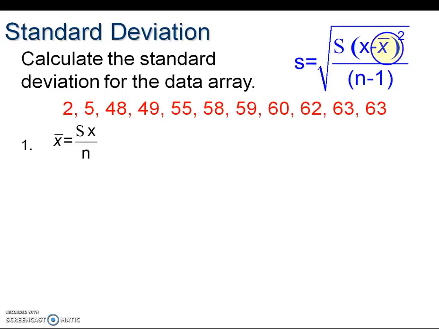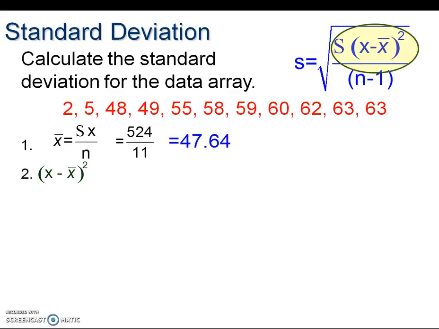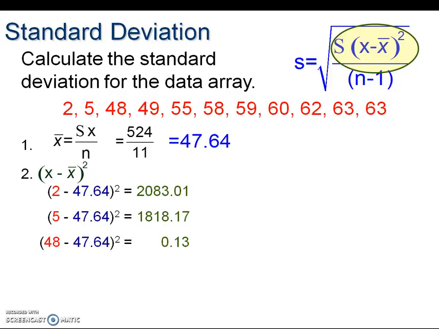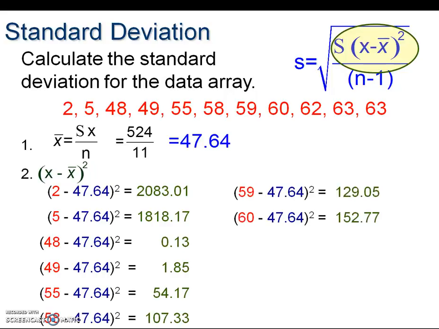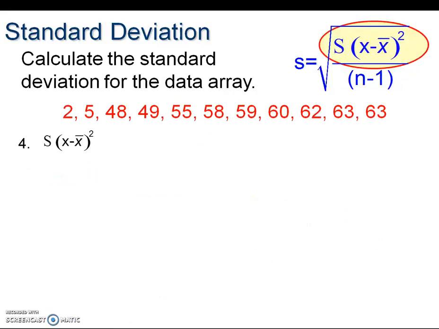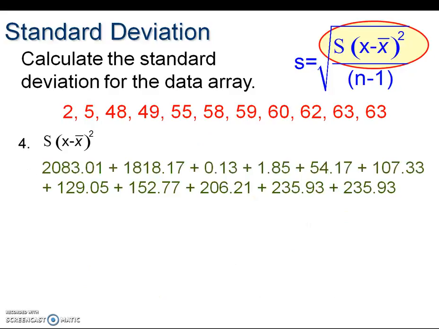So for instance, we're going to start with just getting the mathematical average, 47.64. And then we have to go through and take all of these values and do this for each and every single one. 2 minus the average, square it. 5 minus this here. And we do that for every single value in the whole list. Okay? Then we have to add them all up.